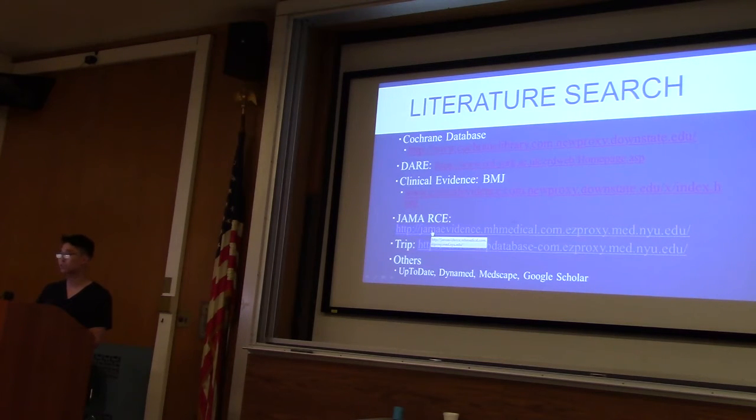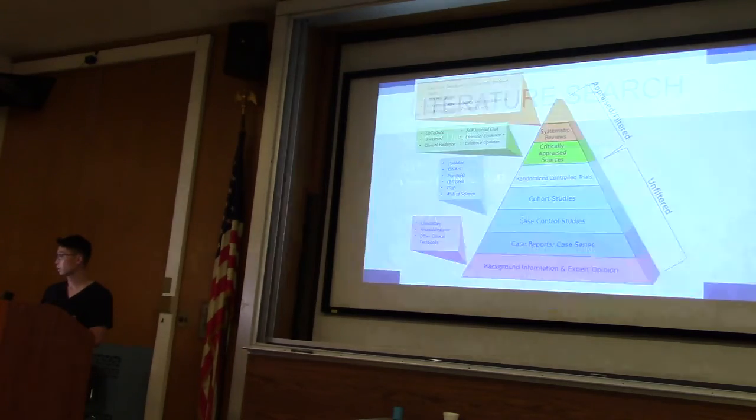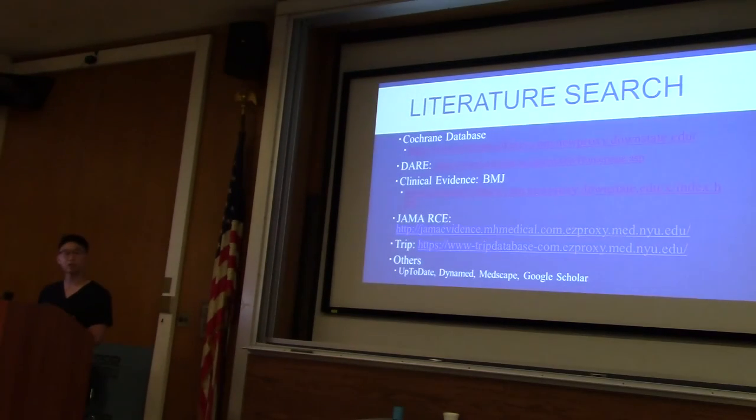Next is the JAMA RCE. I'm not going to click on that one, but essentially the JAMA RCE is called the Rational Clinical Examination. Highly recommended. They go through the studies for particular topics like aortic dissection, and they'll tell you what the likelihood ratios are for certain physical exam findings. So it really helps you clinically when you're on shifts. Does anyone know what the TRIP database is?